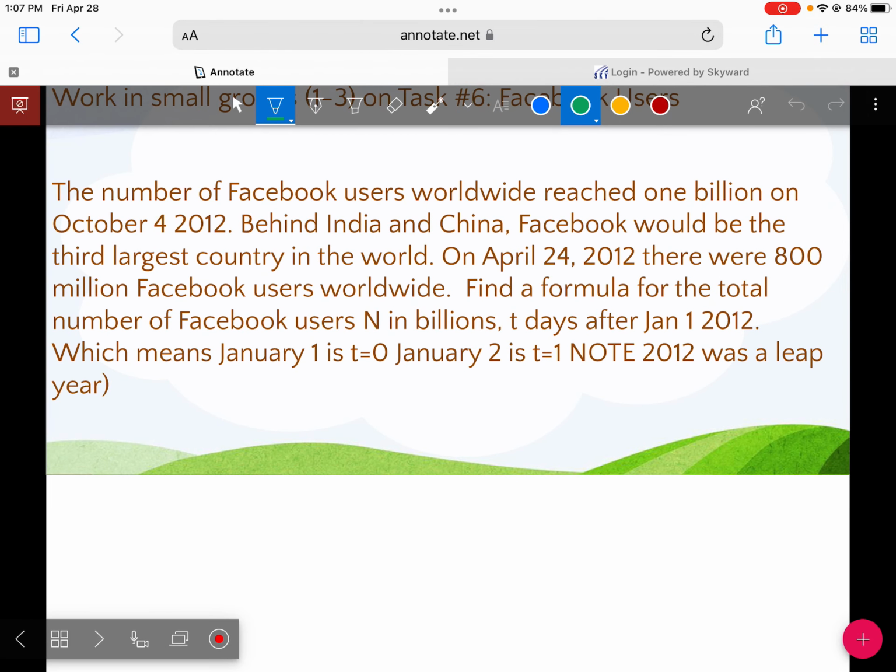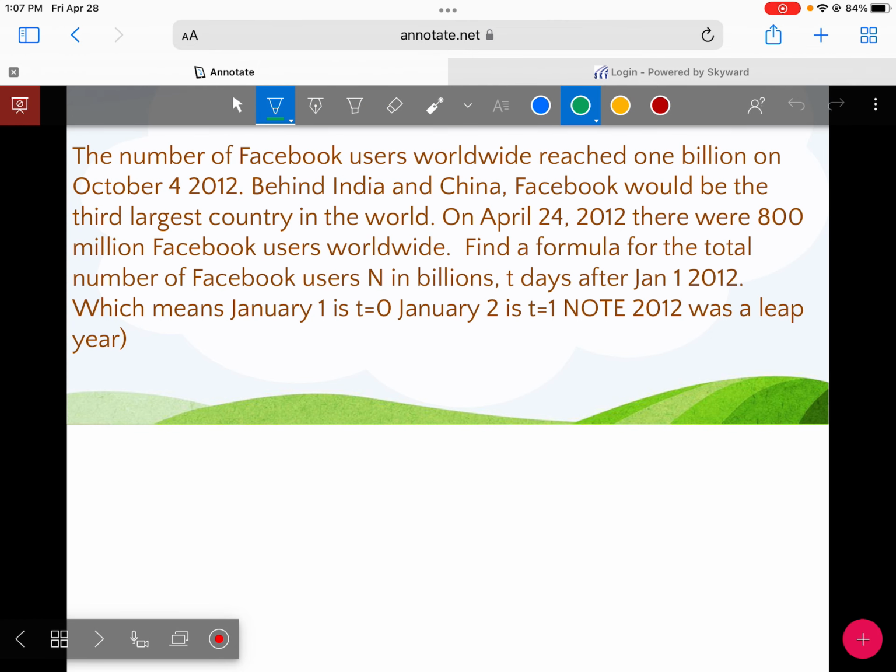All right, here we are on task number 6, Facebook users. This is an exponential function, but we do not have one function that we can use. We have to use parts of two other ones. So the first one that we talked about is, where's it at? October 4th, we reached 1 billion. And we have another part where on April 24th, we had 800 million Facebook users.